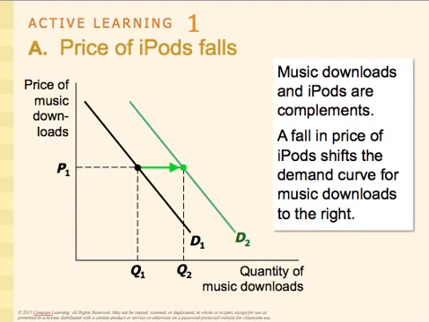Also, the price of music downloads is the same, but the quantity demanded is now higher. So again, in this example, the price of iPods fell. The price of music downloads didn't change, but its complement, the iPod, the player, fell. In fact, this is the nature of a shift of a curve. At any given price, the quantity is different than before.